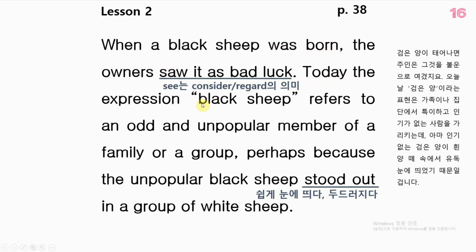Today, the expression black sheep refers to an odd and unpopular member of a family or a group, perhaps because the unpopular black sheep stood out in a group of white sheep.